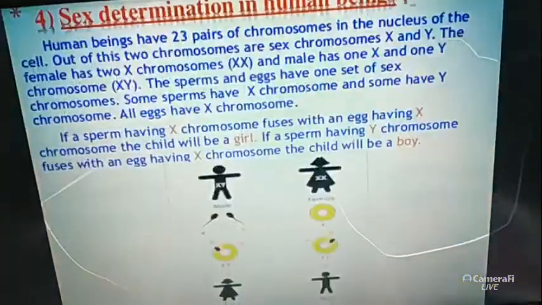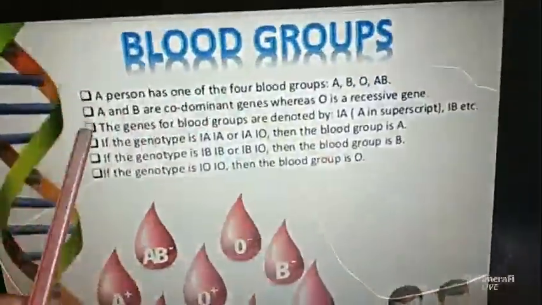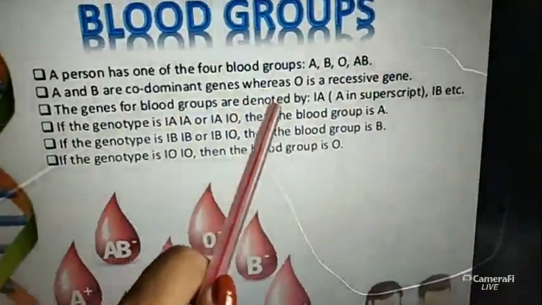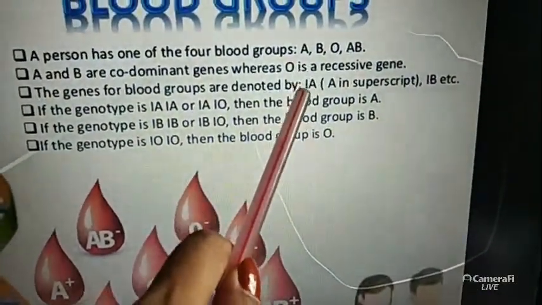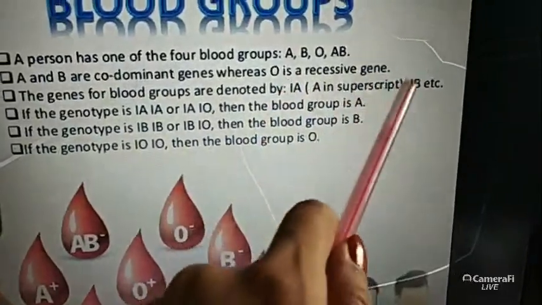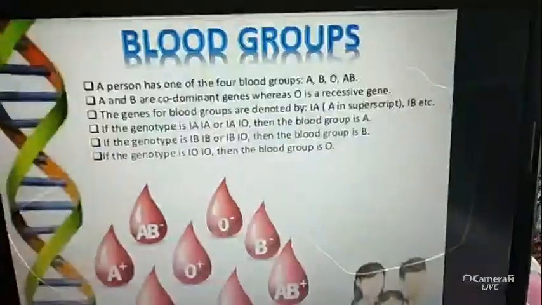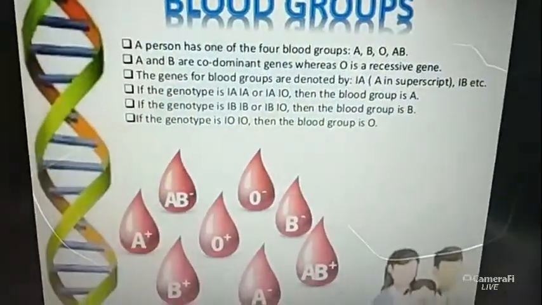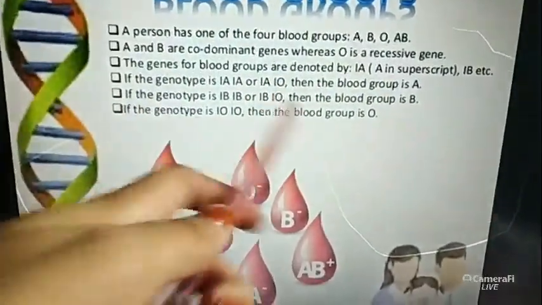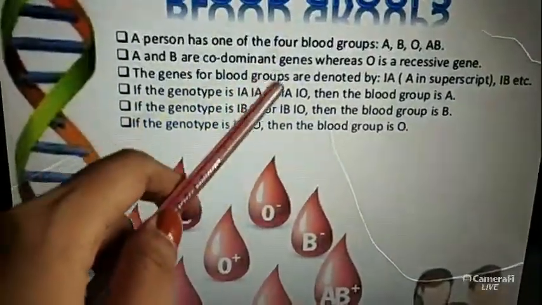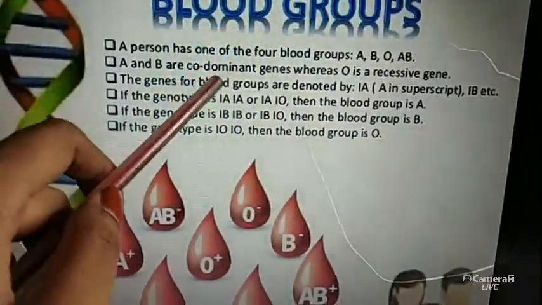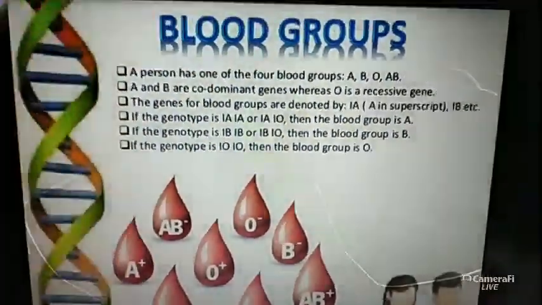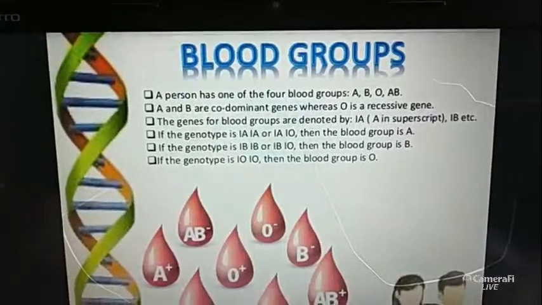Already we have discussed that the genes of blood groups are denoted by I. So IA means the A blood group, IB means the B blood group. And why are we using two IA or two IB? Because one IA is coming from the mother and the other IA is coming from the father. This is the basic thing.